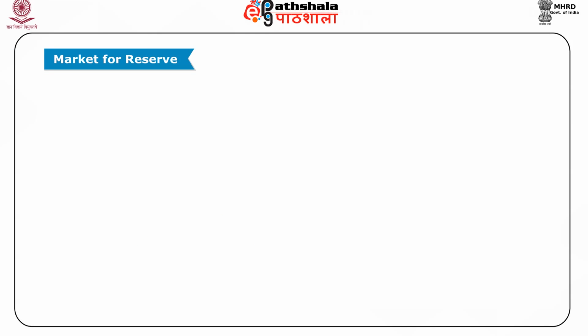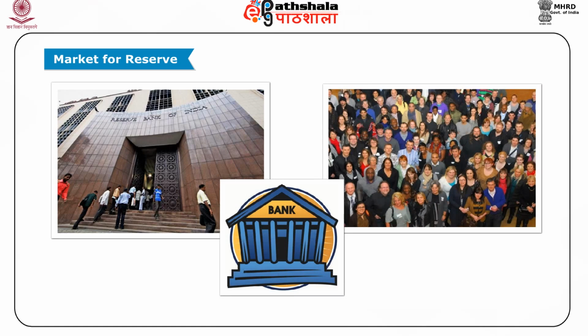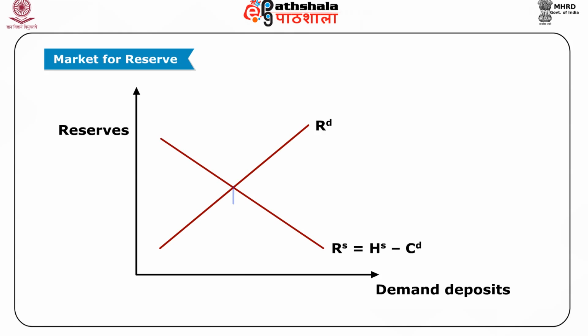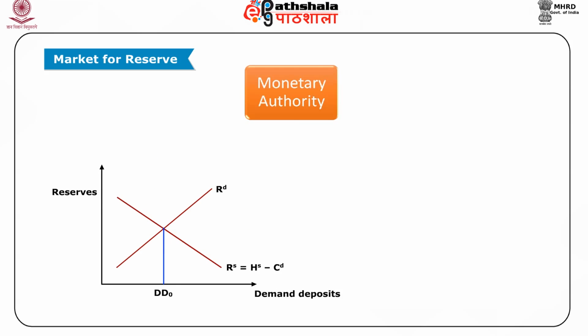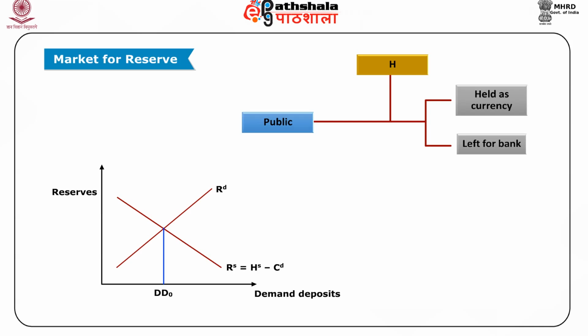Let us now understand the equilibrium in the market for reserves with the help of a diagram. Participants in this market are the monetary authority, the public, and banks. The demand for reserves comes from banks and is represented by the RD curve. The supply of R to banks is jointly determined by the monetary authority and the public. The monetary authority fixes the total supply of H, and then the public decides how much of H is to be held as currency and how much is left for banks to serve as their reserves.